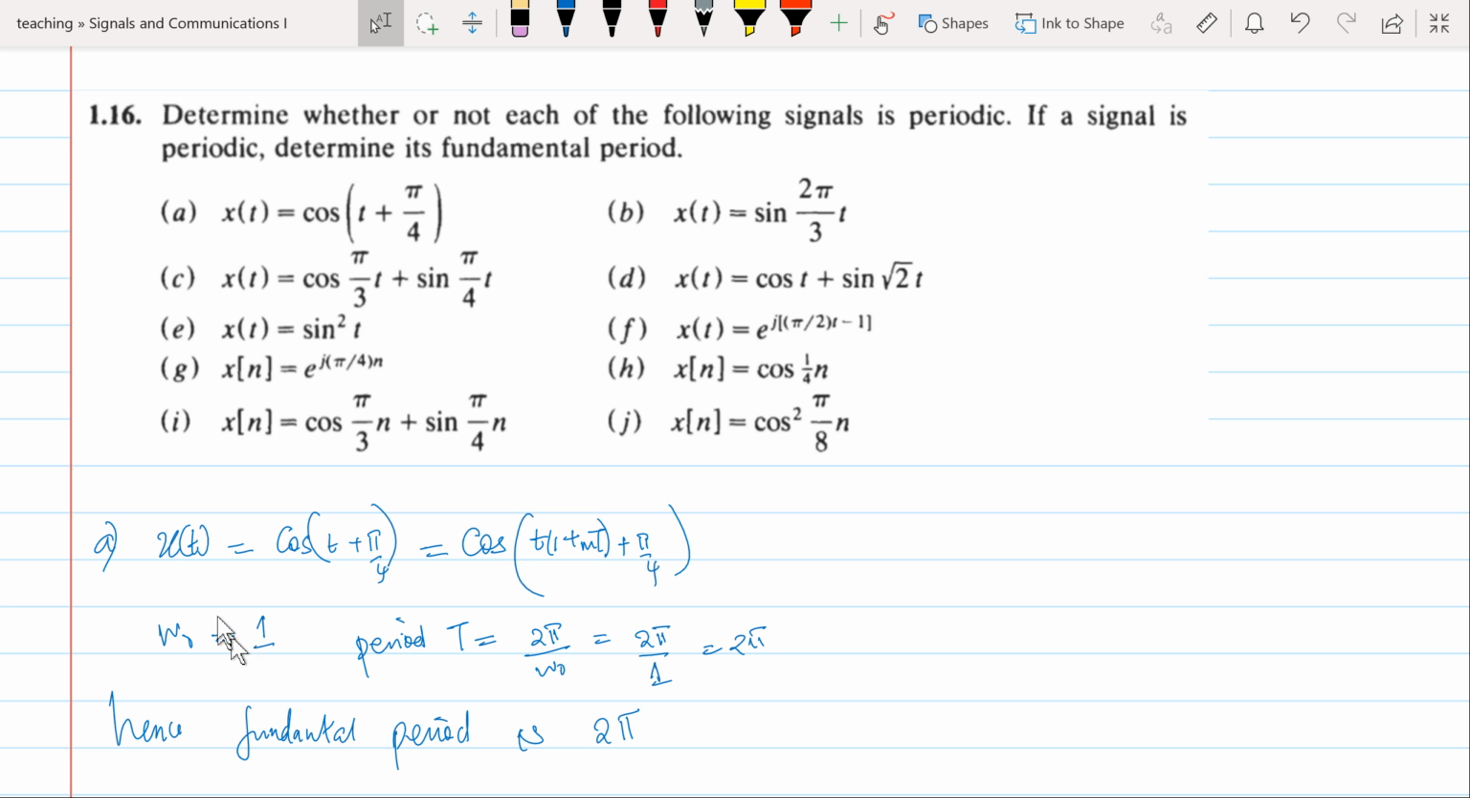We can observe outrightly that the coefficient of t is our omega. We can call that one omega 1. And we also say that the period T naught is always given by 2 pi over omega naught. This is a formula that we should all remember. Since our omega naught is 1, we get that our period is 2 pi, and hence our function is periodic and it has a period of 2 pi.